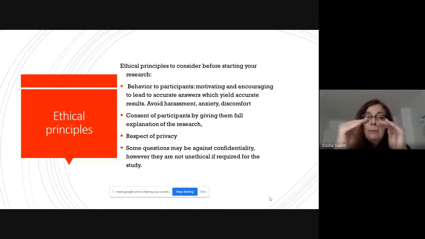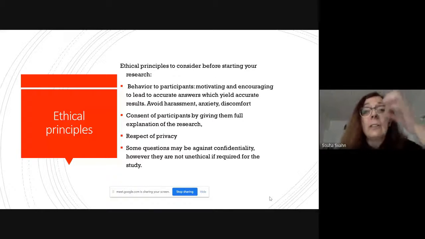And to tell you how a researcher can influence people. Maybe others, they told them, oh yeah, I like it. Give me 6 bottles. You see? So a researcher should be neutral. He shouldn't blackmail. He shouldn't harass.